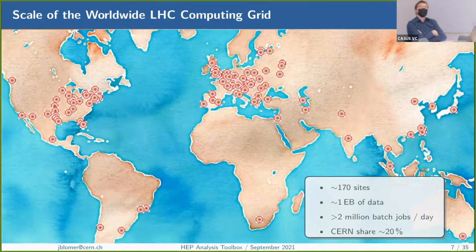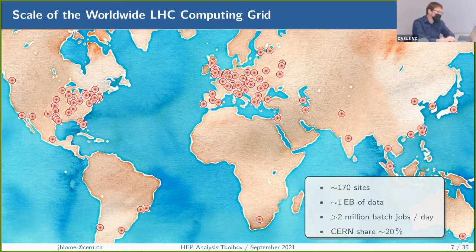So the grid today is what you see here, 170 sites around, of all shapes and sizes. For instance, CERN shares 20%, that's a big one, but you have also very many smaller ones. 40 countries, an exabyte of data, and many jobs every day. And that is what we have at our disposal for today's LHC computing problem.